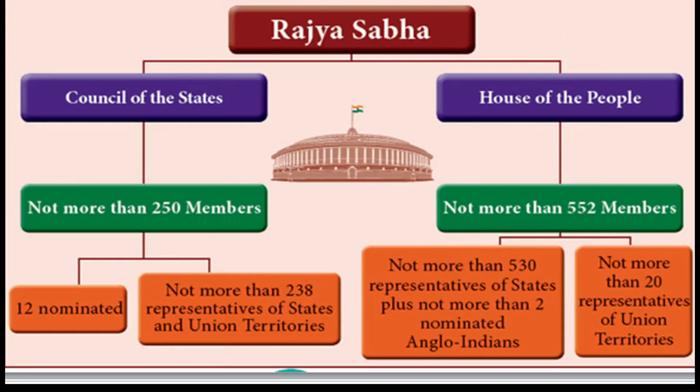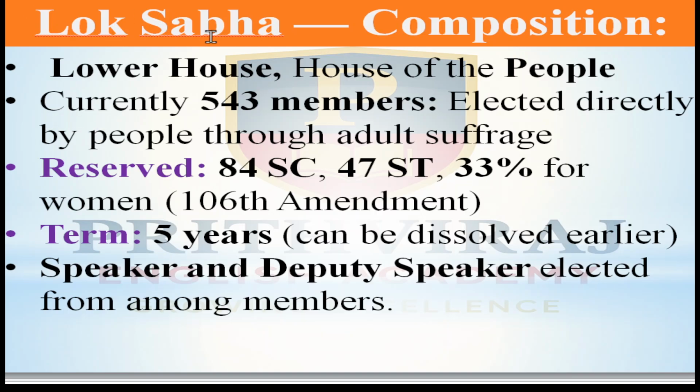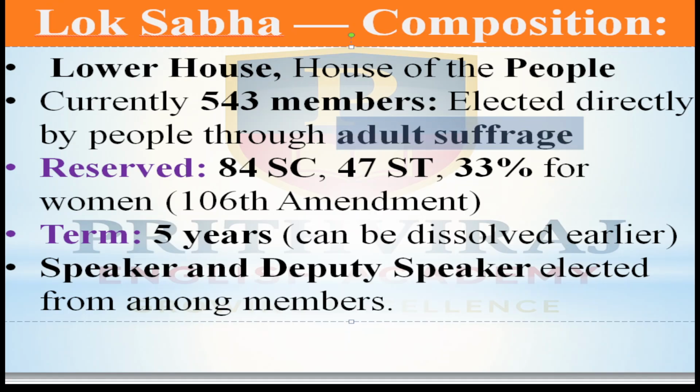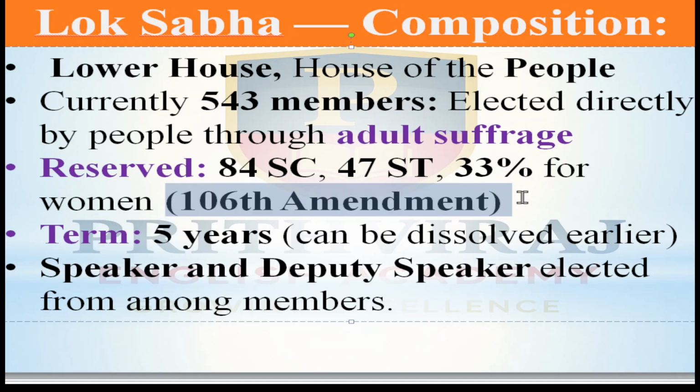Now come to the next, Lok Sabha. We are going to call it the lower house. House of the people also we call. Currently 543 members are there, elected directly by the people through what? Adult suffrage. Means those who have completed 18 years will vote for them. Here the reservation is there for 84 seats for the SC, 47 for ST, 33% for women according to the 106th amendment.